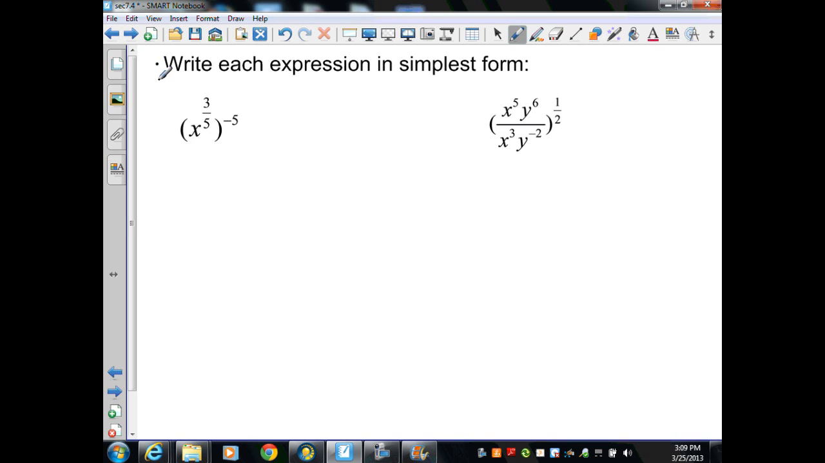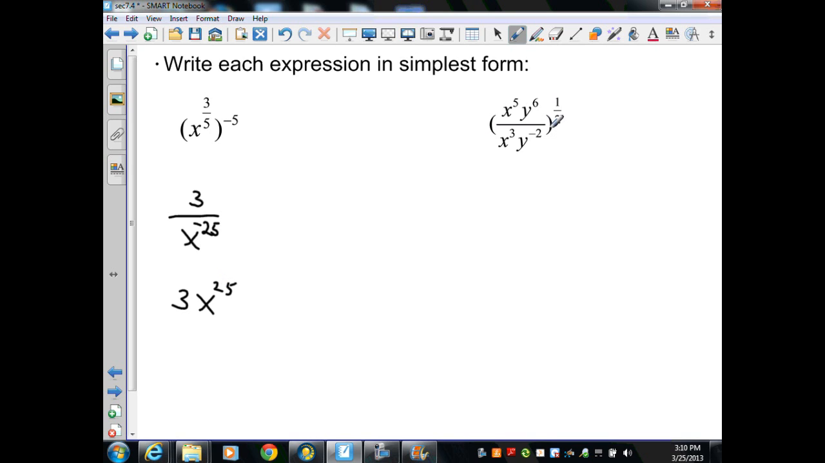Here I want to write each expression in simplest form. I have 3 over x to the fifth, and that quantity is to the negative 5th power. Therefore, I can have 3 over a power taken to a power, which is going to give me x to the negative 25th. But since my exponent is negative, I need to rewrite that term in the numerator, which is 3x. And since I moved it to the numerator, a positive 25. 3x to the 25th.